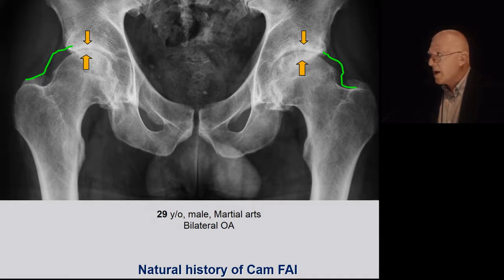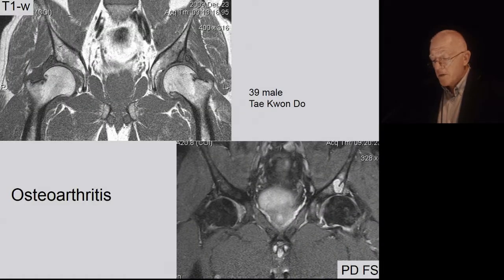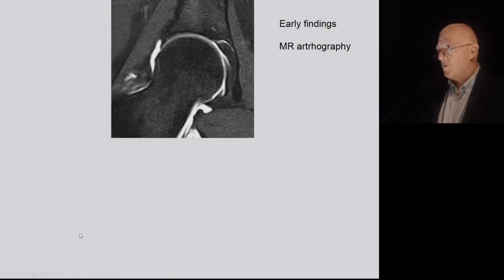And this is another athlete. We see that there is advanced osteoarthritis with geode formation, surrounding bone marrow edema, and a labral tear, also on the right side, extensive osteoarthritis at the age of 39. MR arthrography, which will be addressed later on by Jenny, is the best way to go for early detection of CAM-type impingement and its consequences.